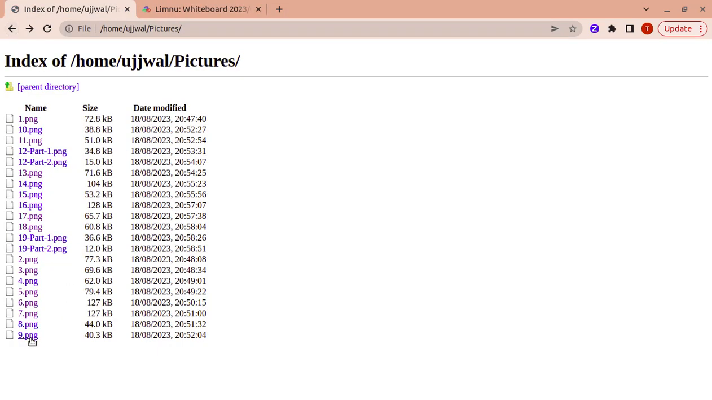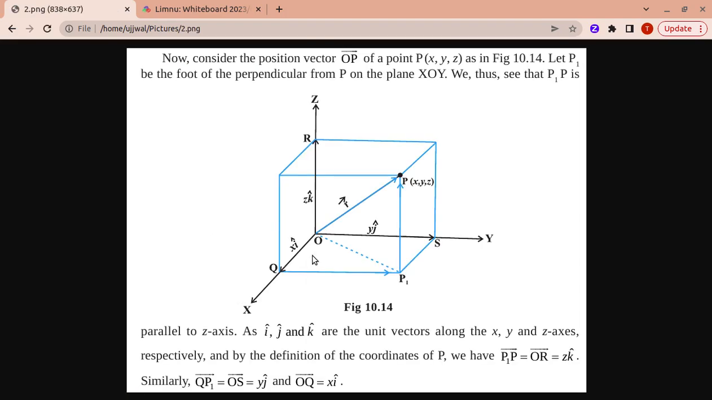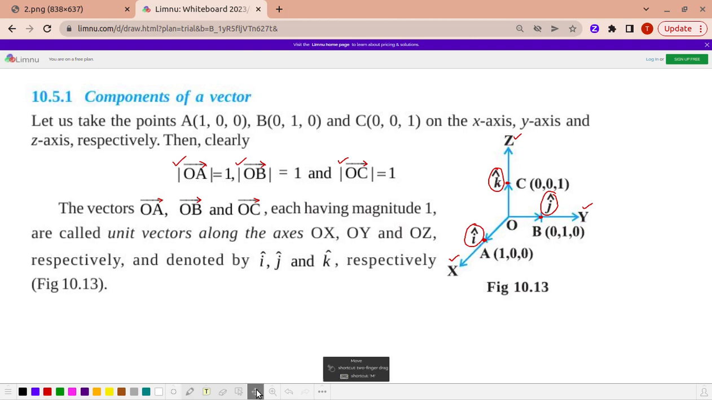Now let's go to the next point. Okay, and next point, let me bring it in my digital screen, and then I am going to explain it to you.